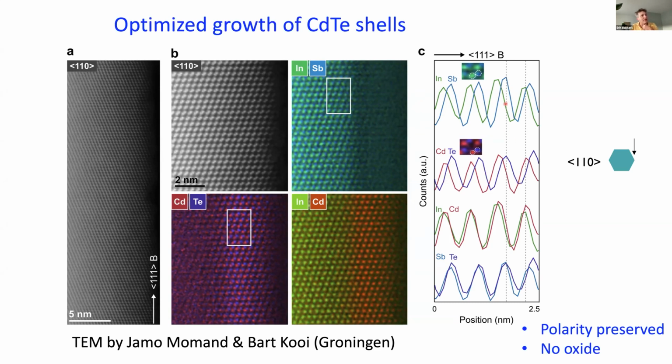Now we can compare these positions of these atoms. And what you see is that these cations, so the indiums and the cadmiums, are aligned, and also the anions are aligned, so the antimonides and the telluriums. So that means basically that the polarity in the crystal is maintained. So if we go from indium antimonide to cadmium telluride, we have perfect epitaxy. And moreover, there is no oxide at this interface. We haven't found any oxide between the indium antimonide and the cadmium telluride, but also no oxide on the outer surface.